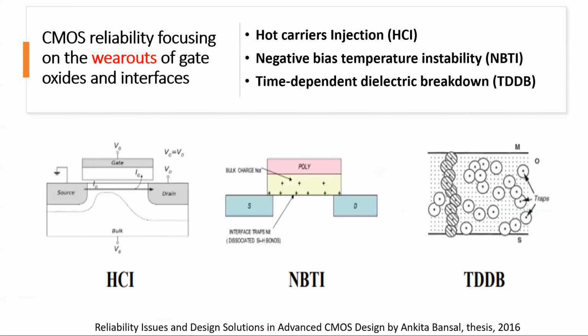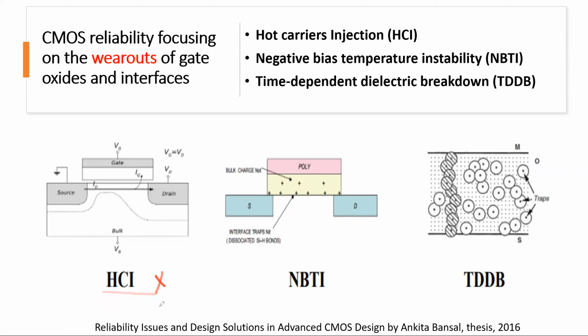All these are trying to analyze, focusing on the wear out of gate oxide and interface. Pretty much that's what CMOS reliability is doing. Of course, you have hot channel injection, and then TDDB. All these are important, right? But if you look at the trend, this is no longer important. This is dominant, but not.